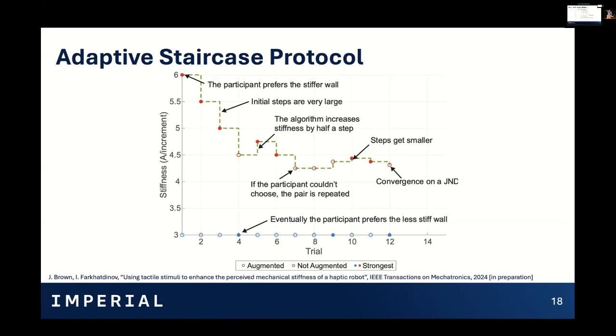And eventually you get to this convergence point where the user can't actually tell any difference. And if that point is a long way away from your baseline, then there is an effect with this tactile cue, and that's your just noticeable difference.